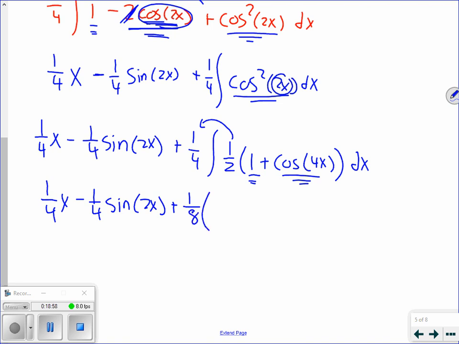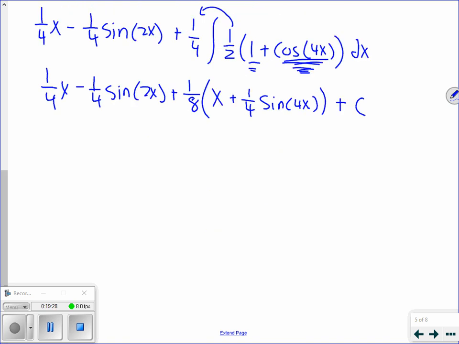times the integral of 1 is x. And the integral of cosine of 4x is going to be 1/4 the sine of 4x. Remember, the 4x just comes out as a 4, or 1/4, plus c.